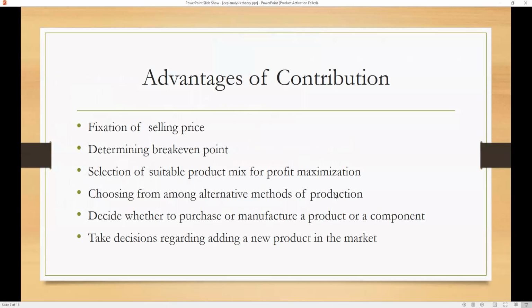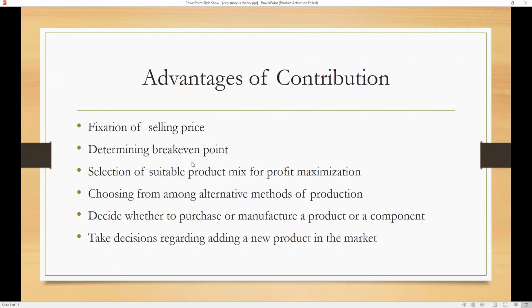Now, what are the advantages of contribution? Because of contribution, you can fix the selling price. You can determine the break-even point with the help of contribution. Selection of suitable product mix for profit maximization. Choosing from among alternative methods of production, or deciding whether to purchase or manufacture a product or a component. Take decisions regarding adding a new product or maybe discontinuing a product. Contribution, we keep this as the base to decide the selling price.